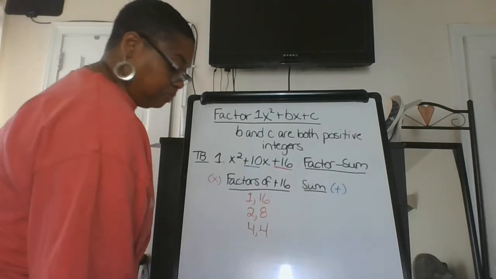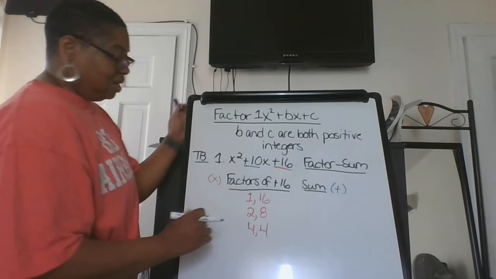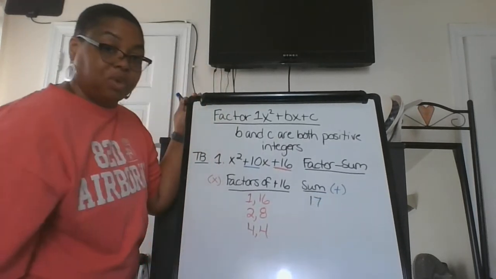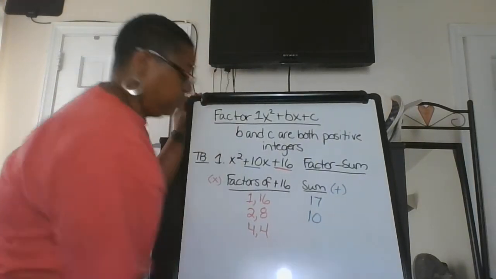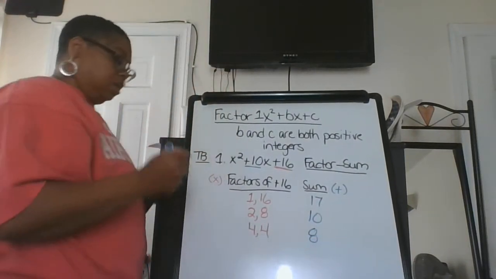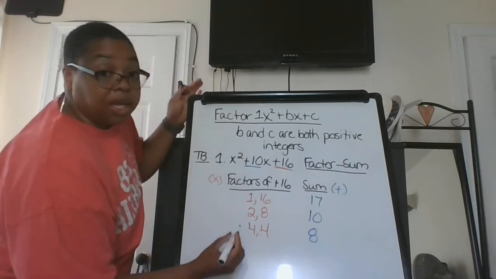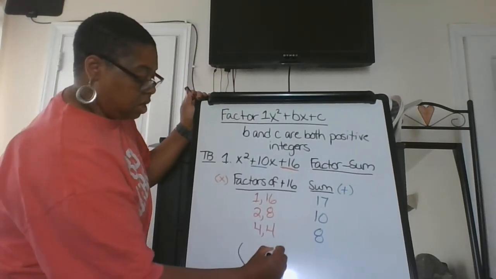Now we're going to do the sum. Basically, what you're going to do is you're going to add the two numbers. So 1 plus 16 will be 17. 2 plus 8 will be 10. 4 plus 4 will be 8. Now to get your final answer, which by the way is in the form of, looks like this.